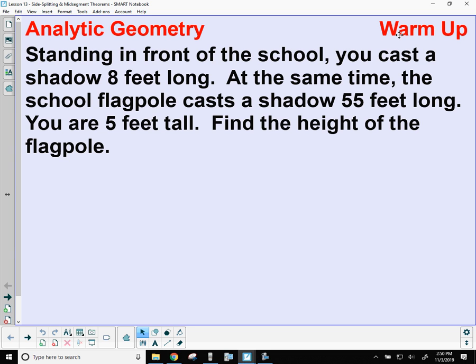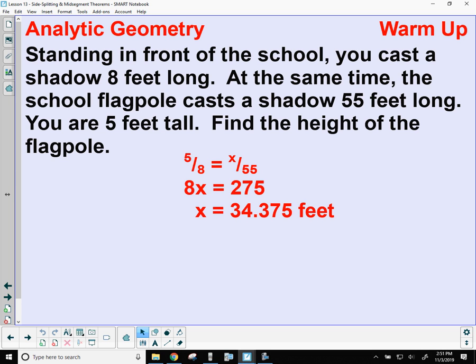Alright, we're back. At the same time, we got the shadow going on, standing next to it. One of your ratios, if you decide to set up proportions correctly, should have been 5 over 8 equals x over 55. Again, not all of them are going to look alike. There's probably like 4 different ways you could have written this one. But ideally, the same result should happen. You should be getting about 34.